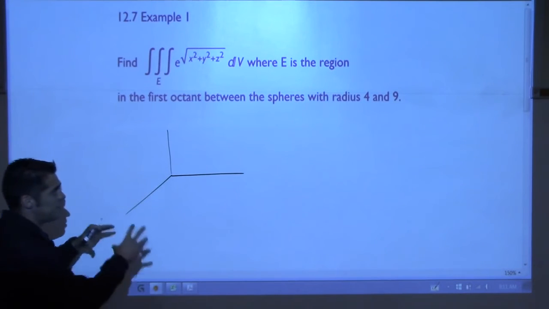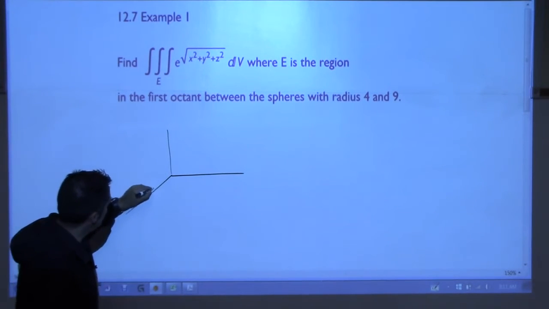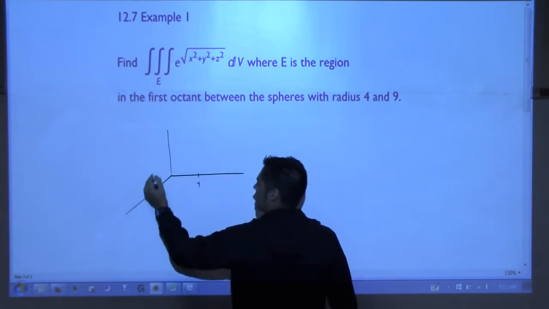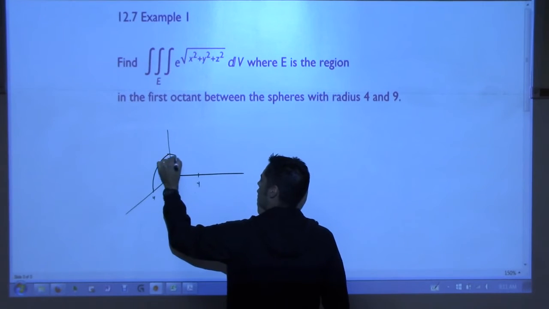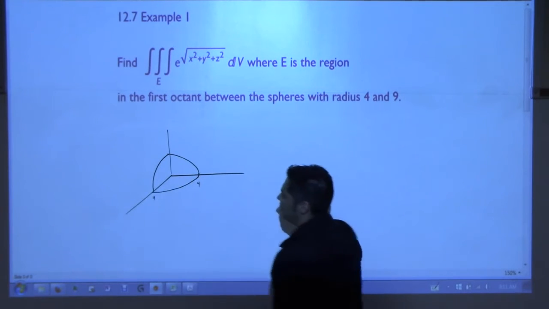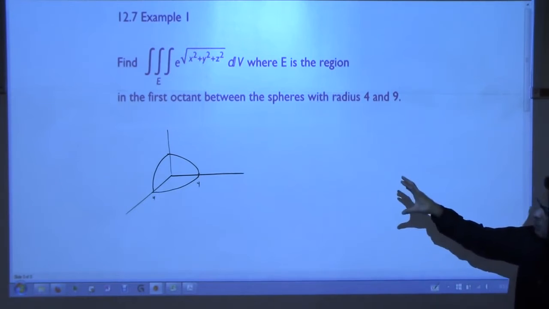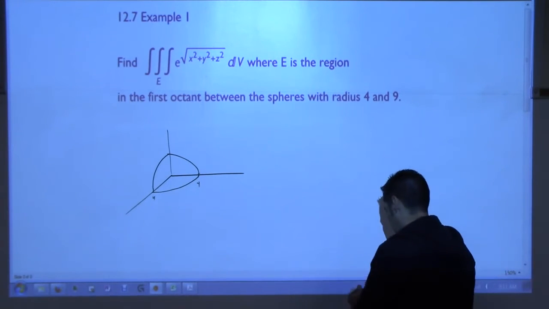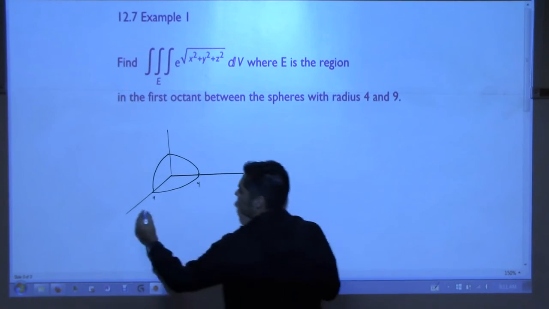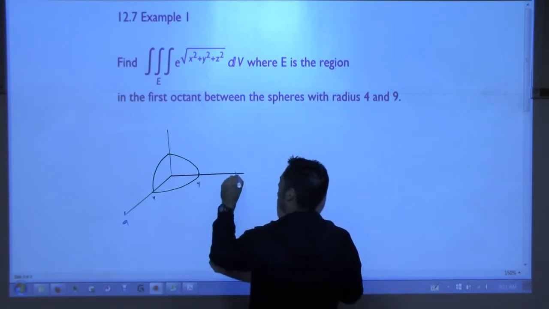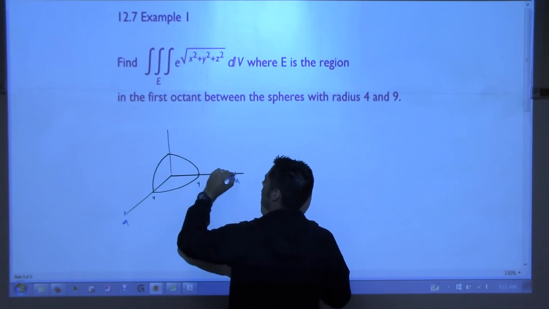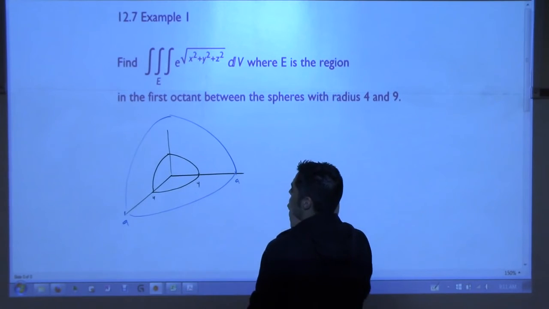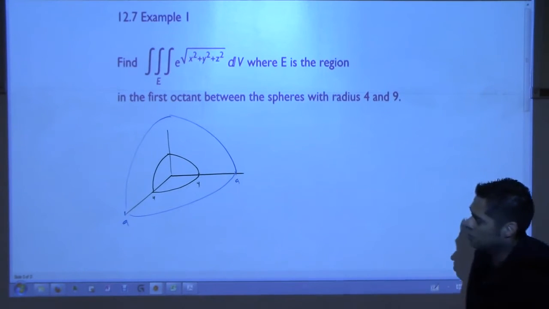I have a sphere of radius 4. So let's say here's 4, here's 4. And we know we have a sphere. So it's going to be just the first octant portion of that sphere. And then we have another sphere, which has a radius of 9. Up here at 9. So it's going to go like this, like that. And it's the region between the two.